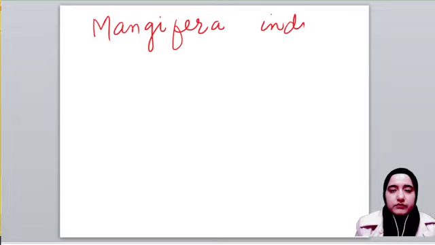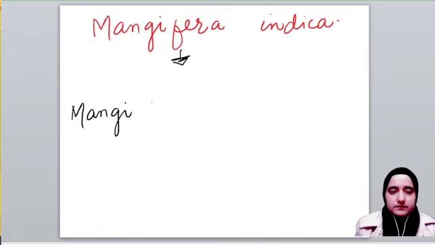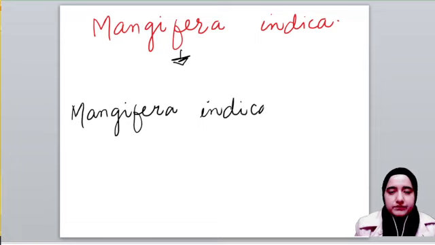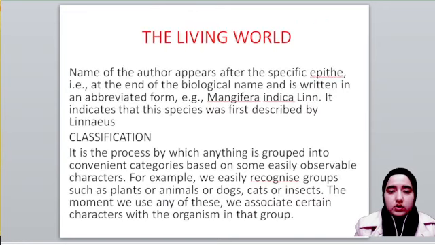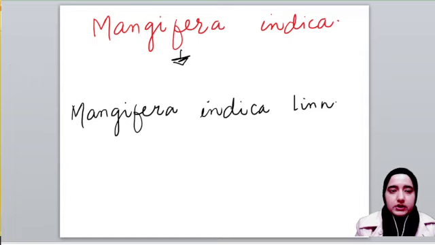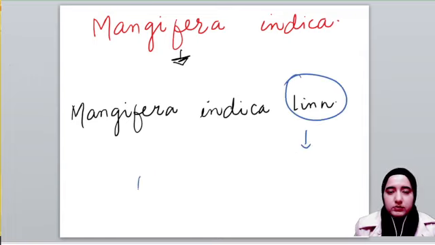The name Mangifera indica was given by Carolus Linnaeus. Along with the author, we will write it like this: Mangifera indica Lin. Okay, not Carolus Linnaeus. We will write the name of the author in abbreviated form.